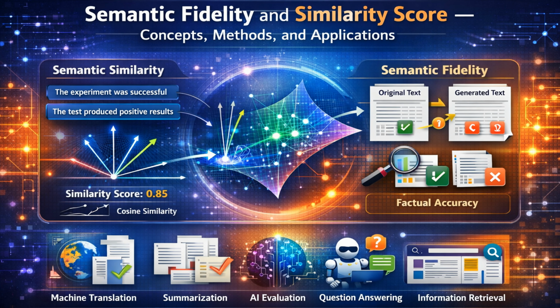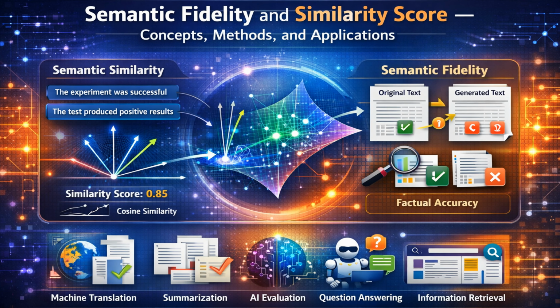For example, "the experiment was successful" and "the test produced positive results" mean pretty much the same thing, even though they're worded differently. I see, so it's about the underlying meaning, not just the words themselves. And how do we measure this similarity? That's where the similarity score comes in. It's a number, usually between 0 and 1, that tells us how similar the meanings are. 0 means no similarity at all, and 1 means they're identical.